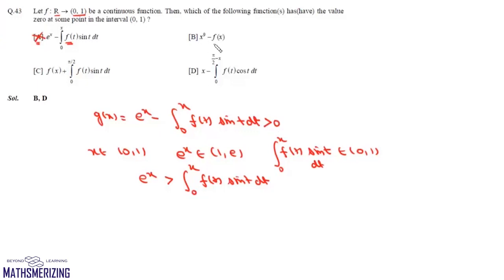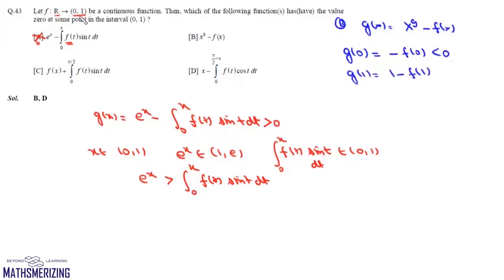Now what about the function in this B? So for B, let us take g(x) as x^9 − f(x). Now what is g(0)? g(0) is −f(0), which is less than 0, and g(1) is 1 − f(1), and the maximum value of f is less than 1. So this is greater than 0. So from here we can say g(0)·g(1) is less than 0, and thus from Bolzano's theorem we can say there exists a point c in the interval (0, 1) where g(c) is 0. So that means this function will have a value 0 at some point in the interval.